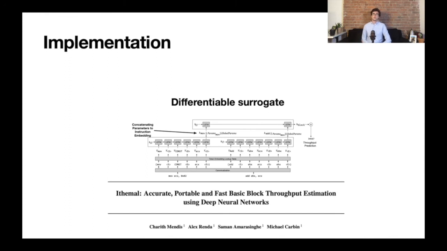To apply DiffTune to a different class of simulators beyond just basic block throughput predictors, you'd first need a dataset that showcases the desired behavior, for example full programs, and you'd also need a differentiable surrogate implementation that can accurately predict the behavior of the full simulator.